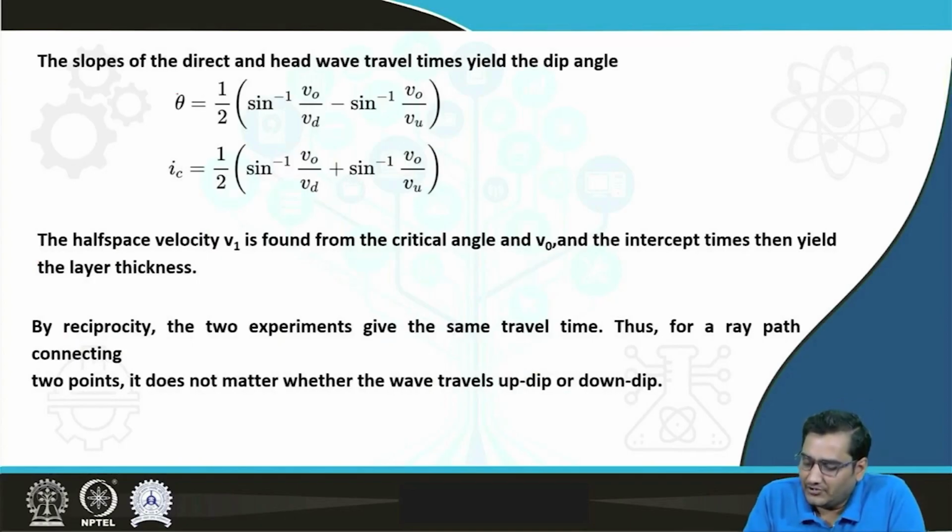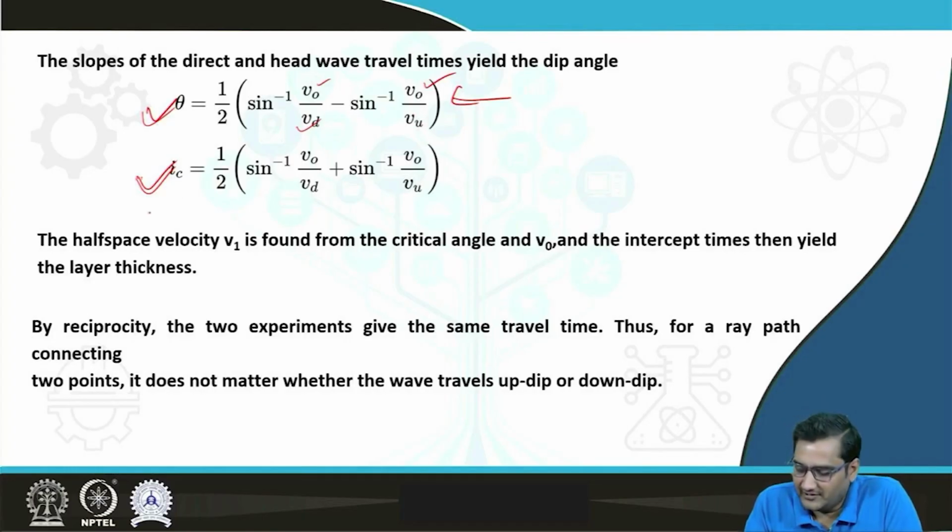Now the slope of the direct and the head wave travel time yield the dip angle. So you can easily calculate this theta, and also the critical angle ic. The formula for the dip angle is half sine inverse of the velocity of the top layer divided by the apparent down dip velocity, minus sine inverse of the velocity of the top layer divided by the apparent up dip velocity, and then this minus sign will be replaced by a plus sign in the case of the critical angle. So you can calculate the critical angle.